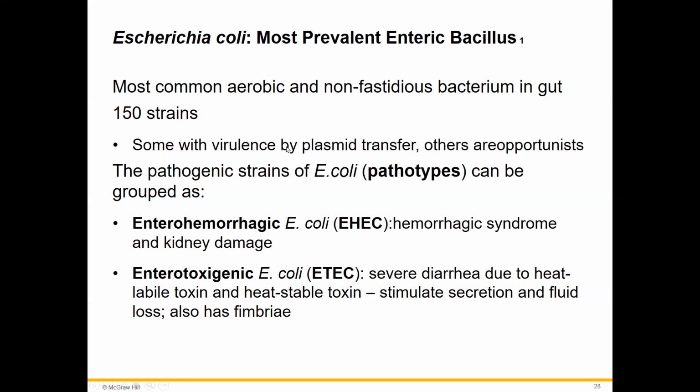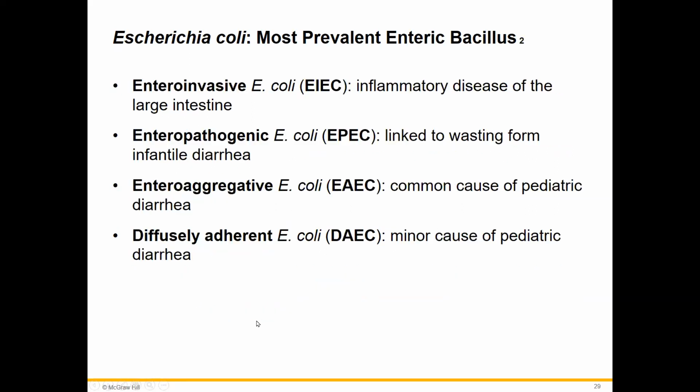The pathogenic strains of E. coli, we can group them in some categories. Our EHEC is our enterohemorrhagic. These are the ones that are going to cause hemorrhage and bleeding and kidney damage. Our enterotoxigenic, our ETEC, is going to be our most severe diarrhea due to heat-labile toxins and heat-stable toxins. This also has fimbriae, so it's able to adhere to mucous membranes.